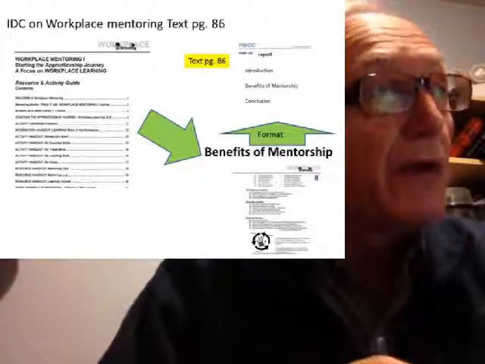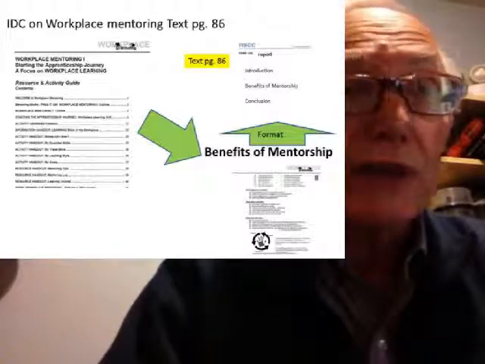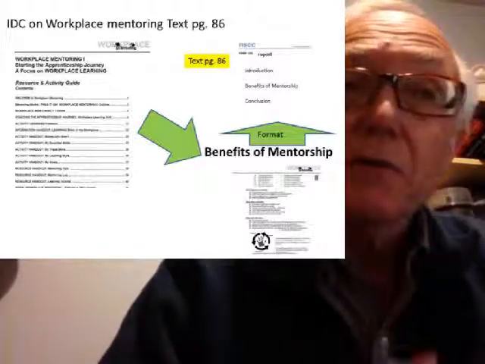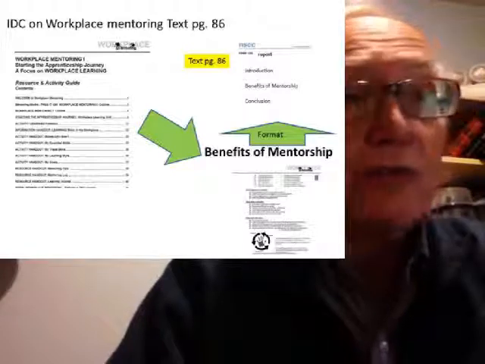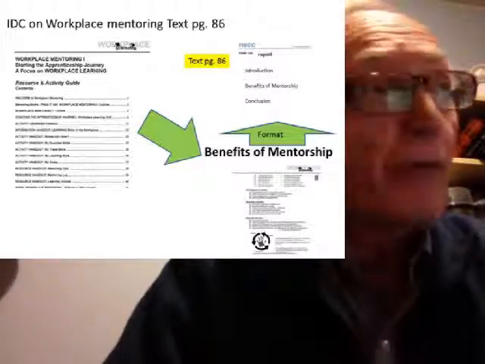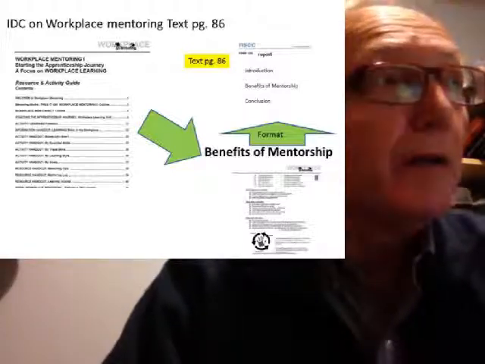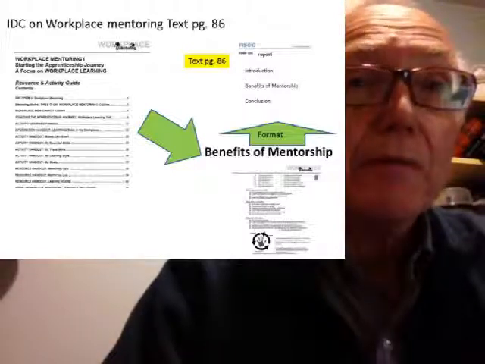So we go to the 46-page document, we find out something about the benefits of mentorship, and as it indicates in the upper right-hand corner of the slide, we produce a report. And then you've got this one done. Pretty straightforward, right?